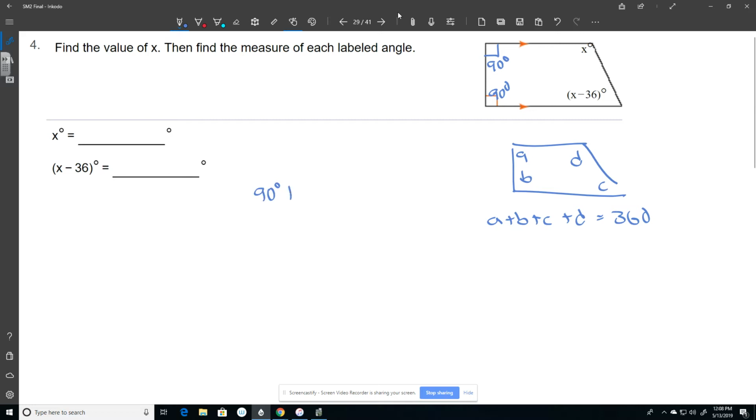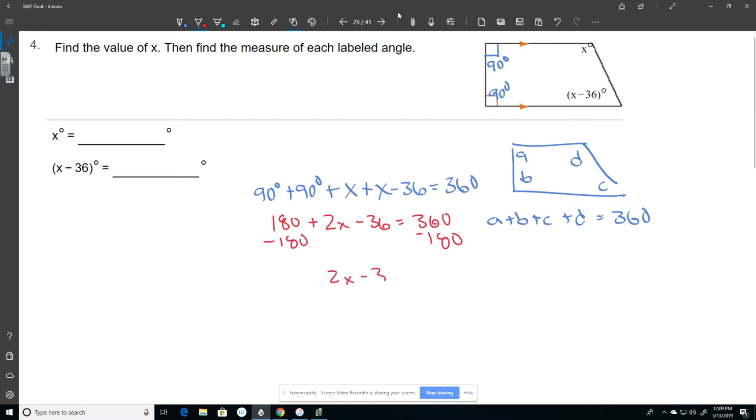So 90 degrees plus another 90 degrees plus these 2 angles, x and x minus 36. If I add all those together, I get 360 degrees. So now let's just simplify. This becomes 180 plus x and x adds up to 2x minus 36 equals 360. So if I subtract the 180, I get 2x minus 36 equals 180. Add 36. So 2x equals 216. And then when I divide by 2, x is going to equal 108.